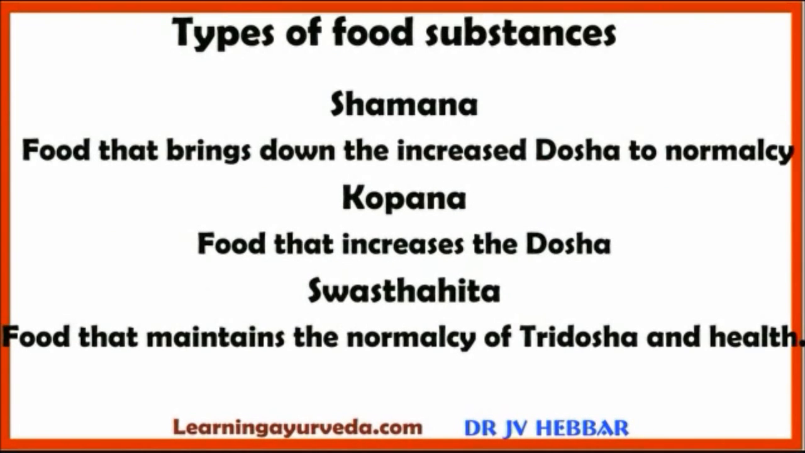Types of food substances. There are 3 types of food substances. One is Shamana, food that brings down the increased dosha to normalcy. Kopana, food that increases the lowered dosha to normalcy. And Swasthahita, food that maintains the normalcy of 3 doshas and health.